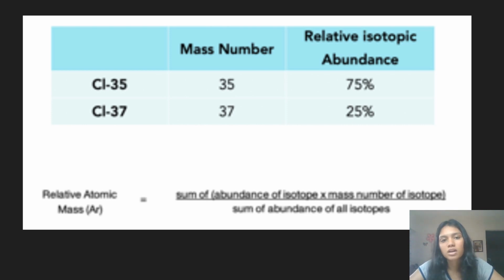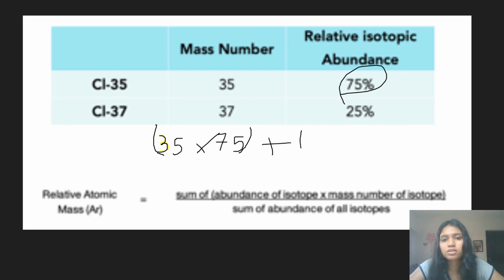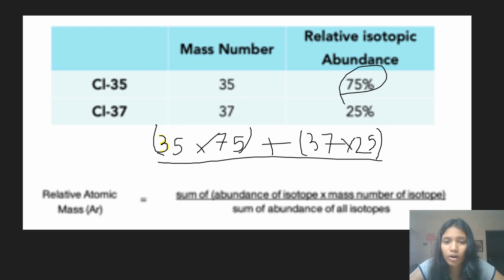So the mass number here is 35. So we're going to do 35 into the abundance here, which is 75%. So 35 into 75. I'm going to put brackets so you don't get confused about what to multiply. And then we add it to 37, the mass number, into the abundance, which is 25. And you divide this whole quantity by 100. I'm going to do the quick calculation. 35 into 75 plus 37 into 25 by 100.